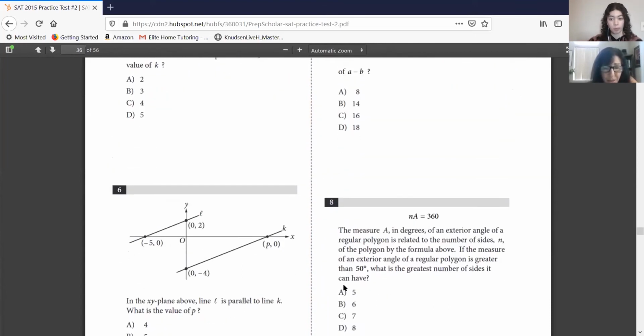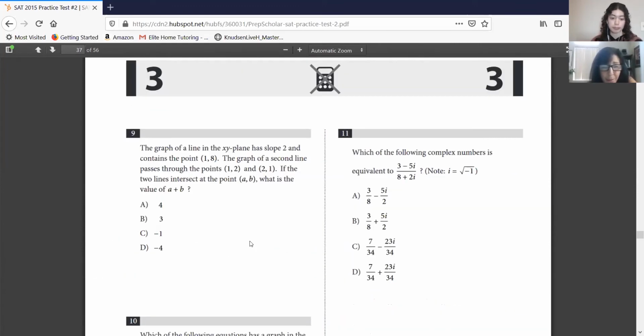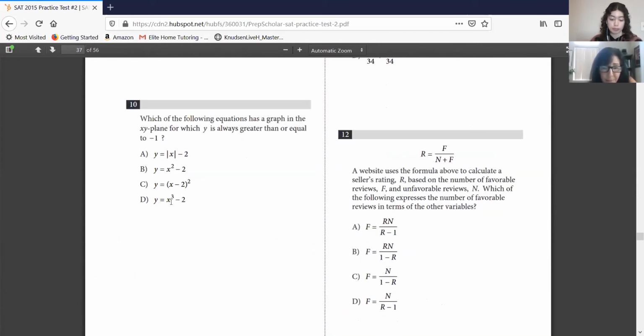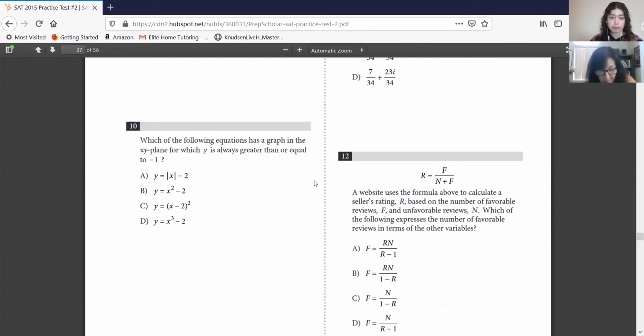going through the different sections of the types of math that we have. So the next one here is question 12. On the other sheet that I had, I can't change sheets when I'm sharing. So question 12 says R equals F over N plus F. A website uses the formula above to calculate a seller's rating, R, based on the number of favorable reviews, F, and unfavorable reviews, N. Which of the following expresses the number of favorable reviews in terms of the other variables?